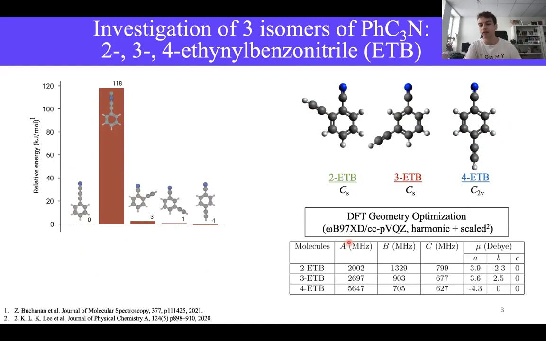So we start with the harmonic DFT geometry optimization to get the rotational constants of all these isomers and the dipole moment. It appears that the 2 and the 3 ETB have a dipole moment on A and B, and for the 4 ETB, a dipole moment only on A. That means that we will have A and B type transitions for the 2 and 3 ETB, and only A type for the 4 ETB.